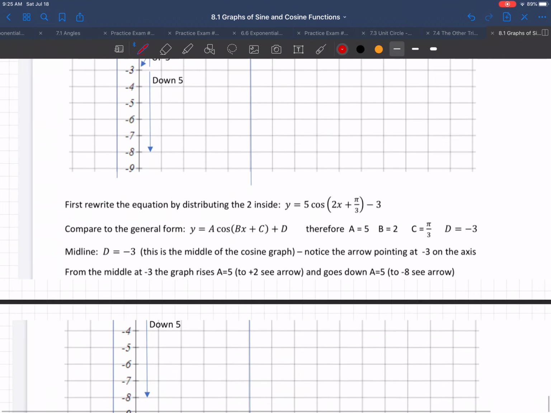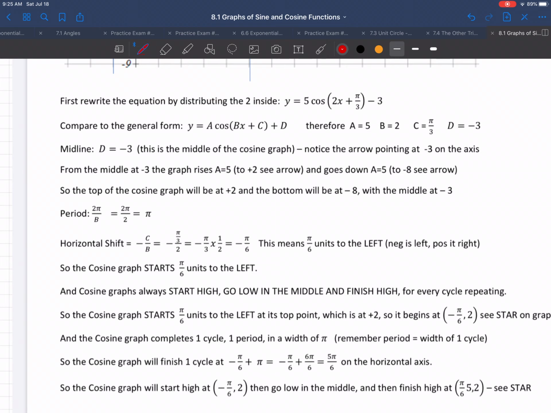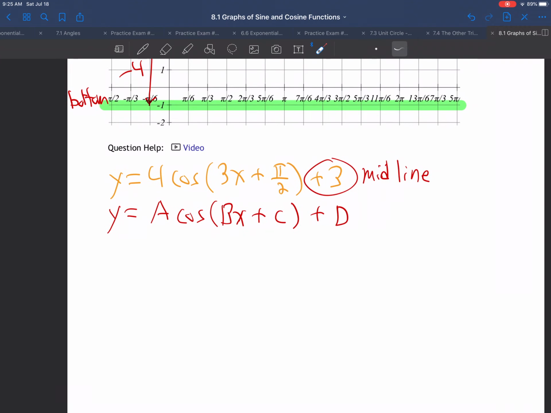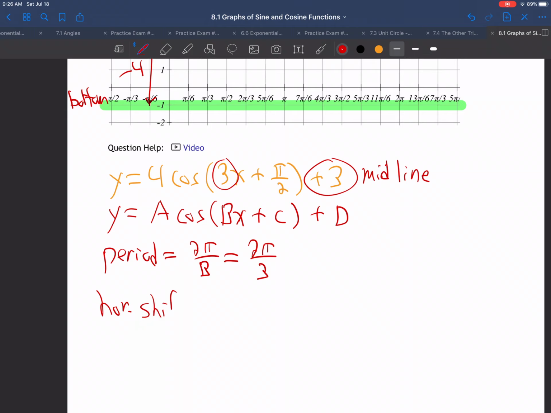What's next for our graphing purposes? Let's come down here. We have the period. Period is 2 pi over b, and the horizontal shift is minus c over b. So we got to grab those things. So the period, 2 pi over b. So that's 2 pi over 3. B is 3 right there. So that was good. And the horizontal shift, the sideways shift, formula is minus c over b.